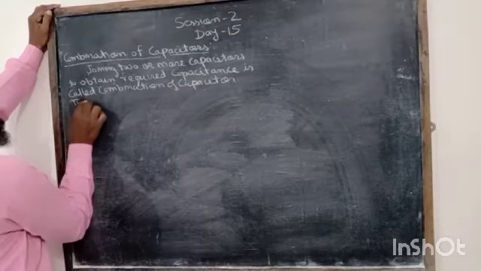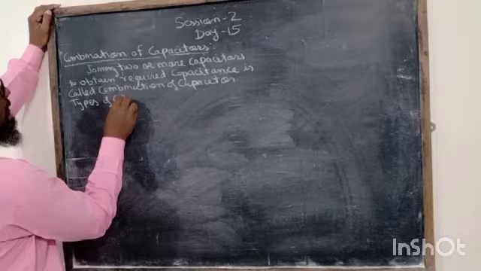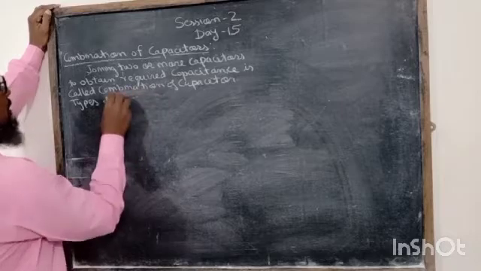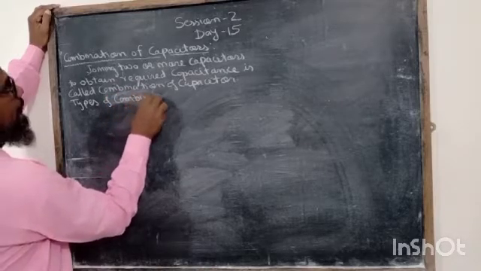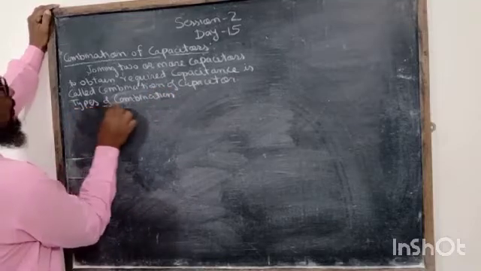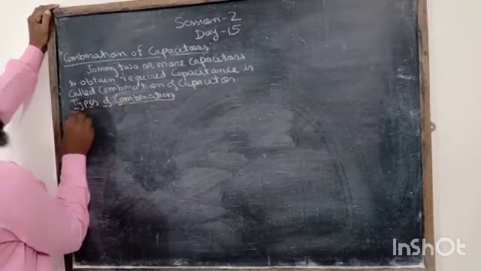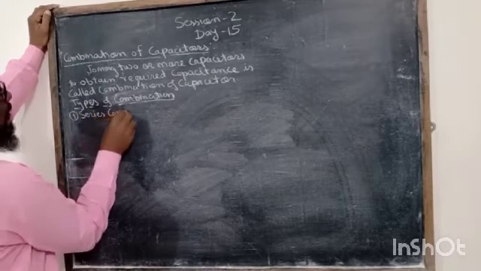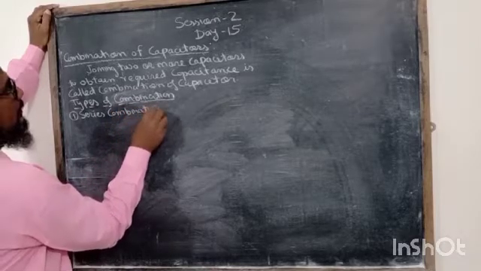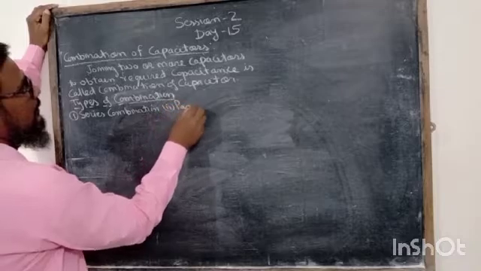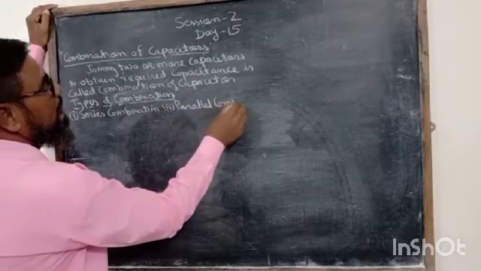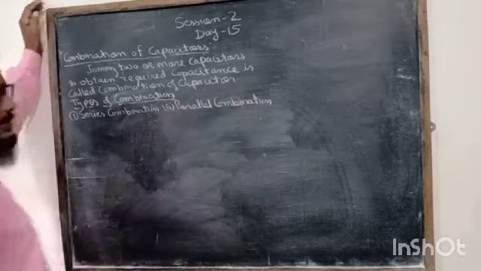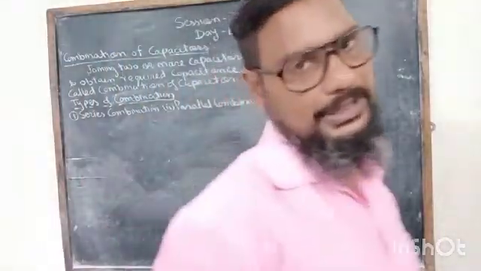Types of combination. Number one, series combination, and number two, parallel combination. Series combination and parallel combination.